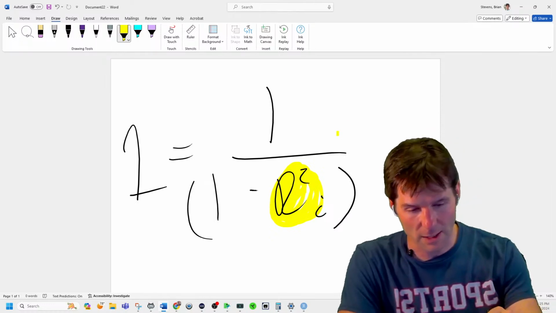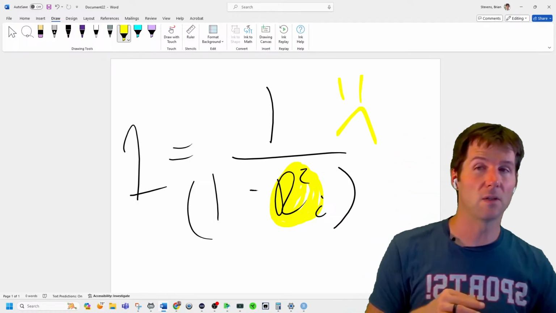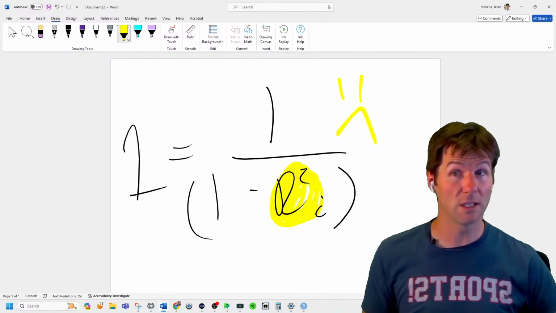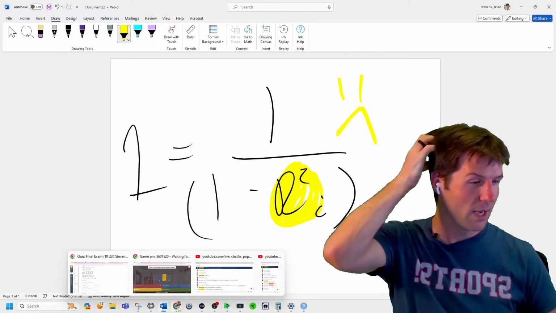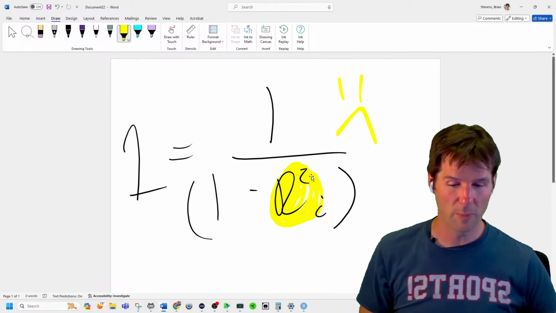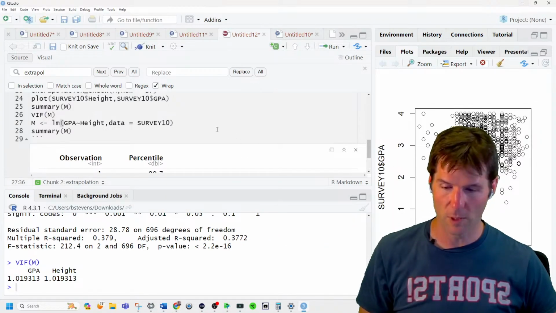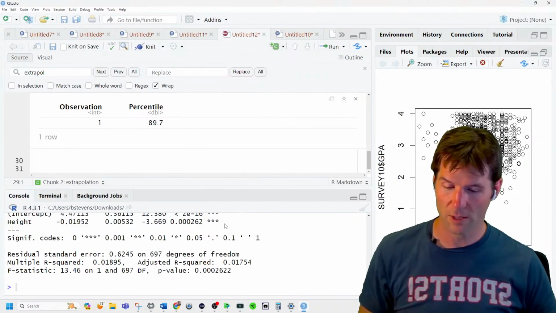This is not a good r squared. It is the shared variation or redundancy among your x's. And so this would be bad right here. This is a bad thing. We don't want that.